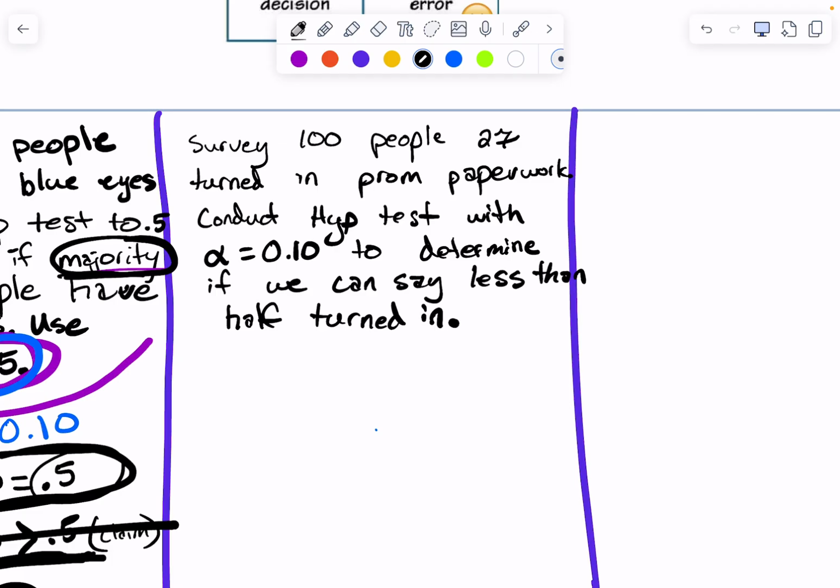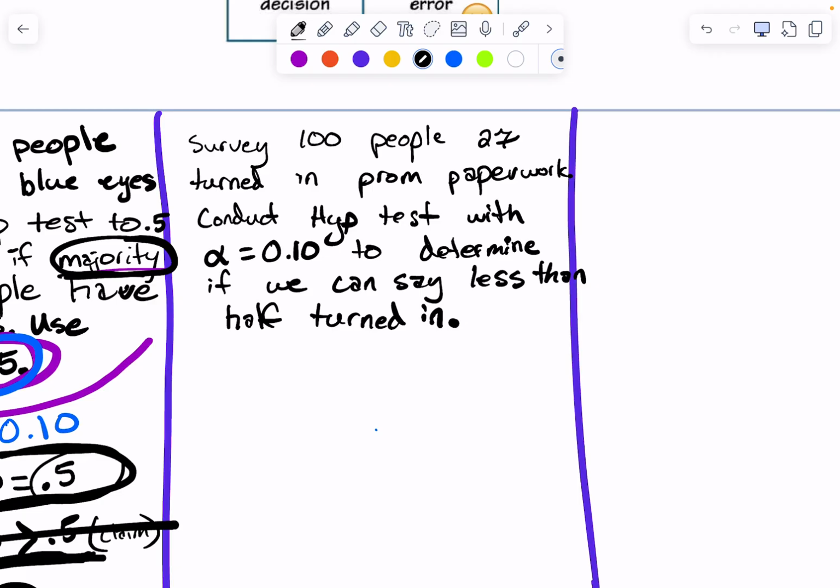But is it fair for me to say that by the deadline every year, less than half will have them turned in? I don't know. Maybe we just have a terrible year where all of you are just lazy. I don't know. This is not real data, by the way. And you're not lazy if you don't turn in prom paperwork. I'm just saying. It's fine. Okay. Maybe. If you can say less than half, turn it in.